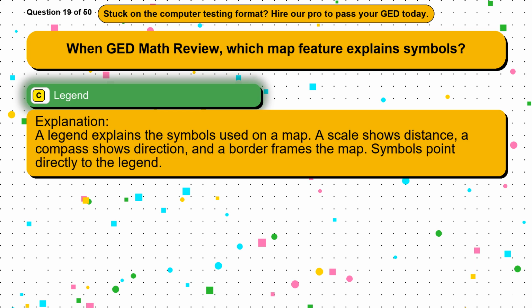A legend explains the symbols used on a map. A scale shows distance, a compass shows direction, and a border frames the map. Symbols point directly to the legend.